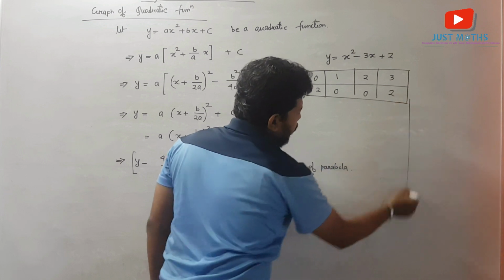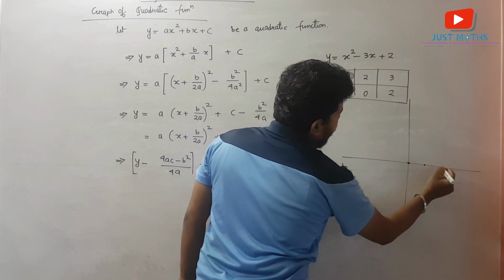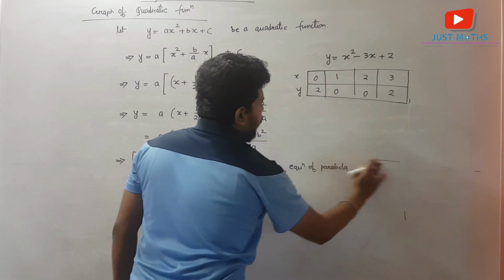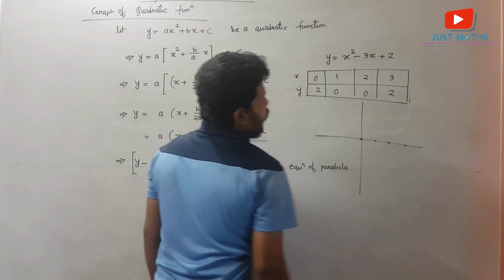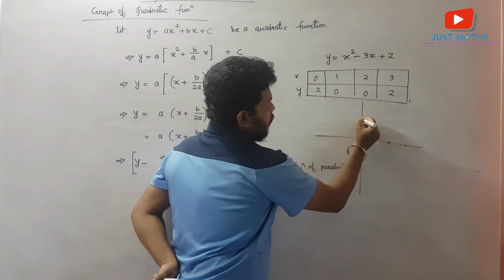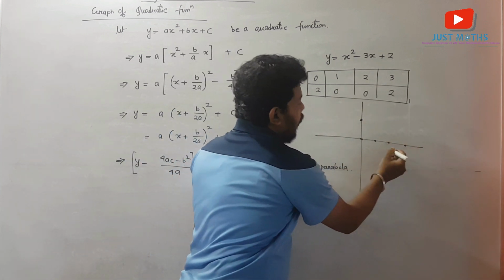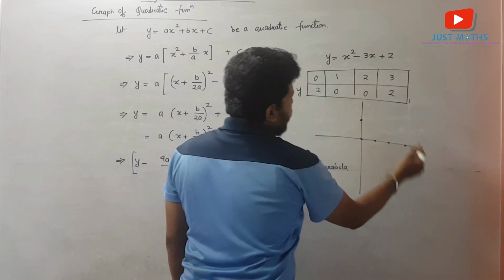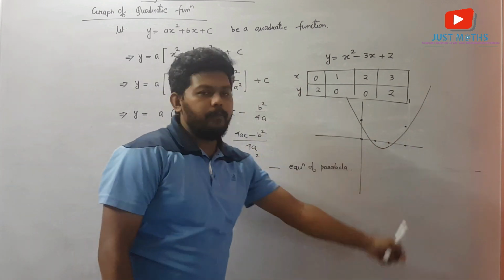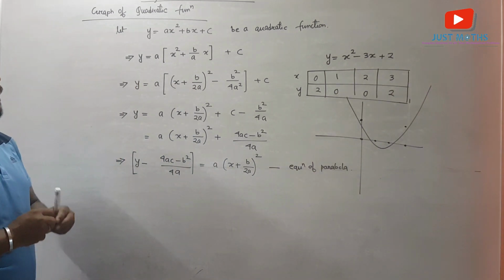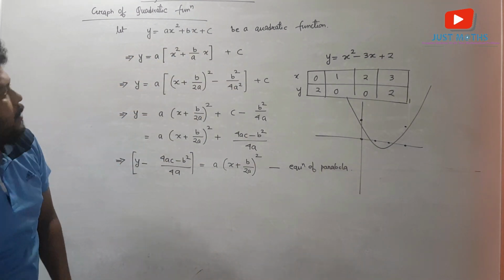Now let's draw the graph. This is x equal to 0, x equal to 1, x equal to 2, x equal to 3. For x equal to 0, it is 2. For x equal to 1, it is 0. For x equal to 2, it is again 0. And for x equal to 3, it is 2. The graph will be like this. This is a parabolic figure. So remember that the graph of the function y is equal to ax square plus bx plus c is a parabolic figure.